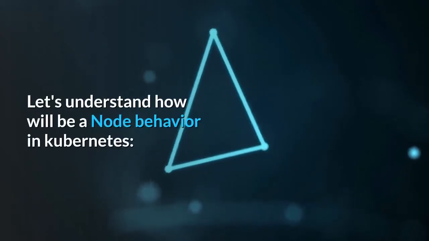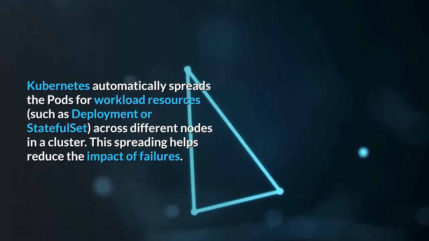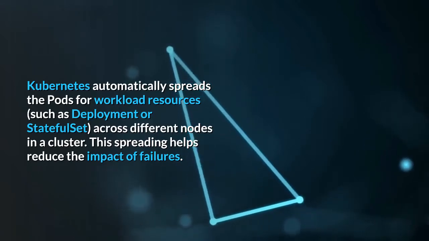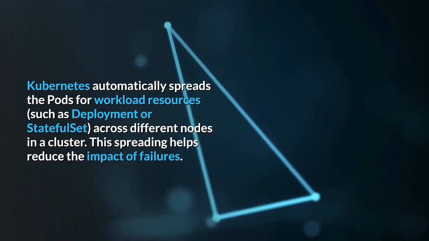Let's understand how a node behaves in Kubernetes. Kubernetes automatically spreads the pods for workload resources, such as deployment or stateful set, across different nodes in a cluster. This spreading helps reduce the impact of failures.